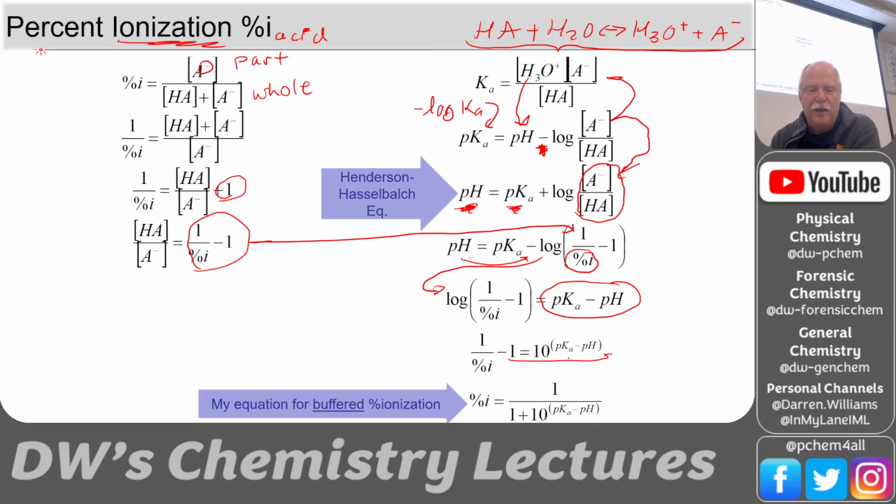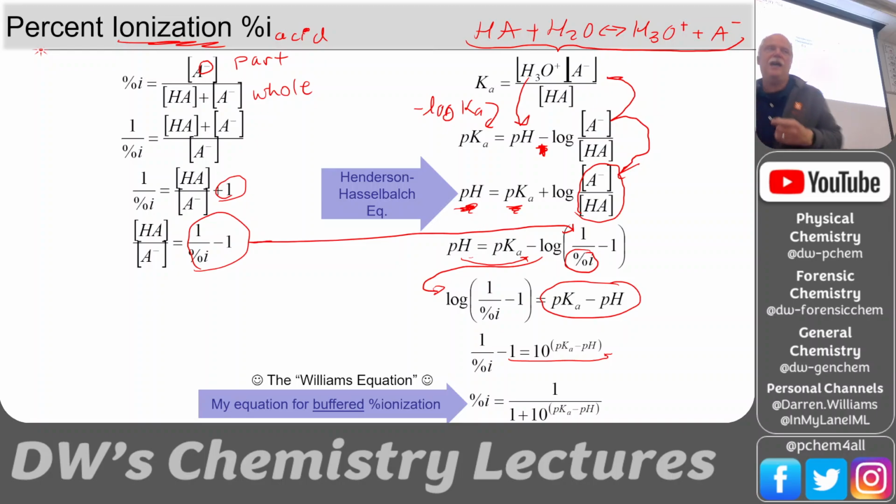So this is my equation for buffered percent ionization, and I call it the Williams equation. No one else calls it that, but I do, so I can pat myself on the back. A whole lot more algebra than Henderson and Hasselbalch did, so I think it's justified. But the thing is, when you have a shortcut equation like this, you've got to know when to use it. And so let's look to make sure we don't screw this up.